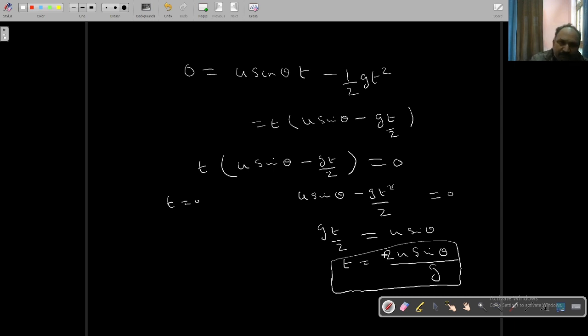right. So next we have to calculate the maximum height. For maximum height, what we need to take care of is that at the maximum height the vertical velocity will be 0. Okay, so what we get, v is 0.